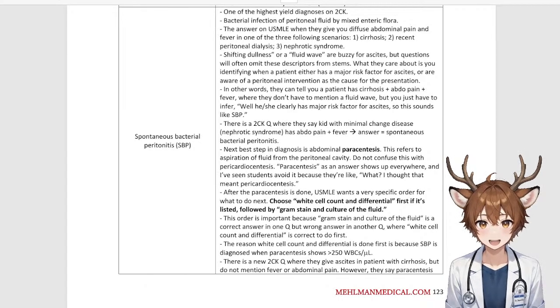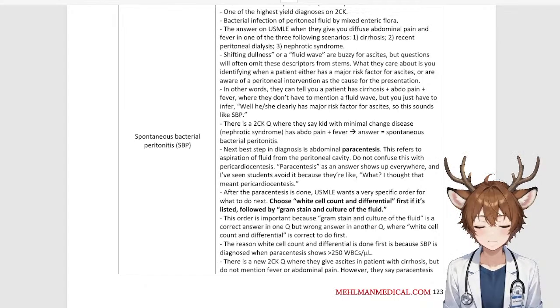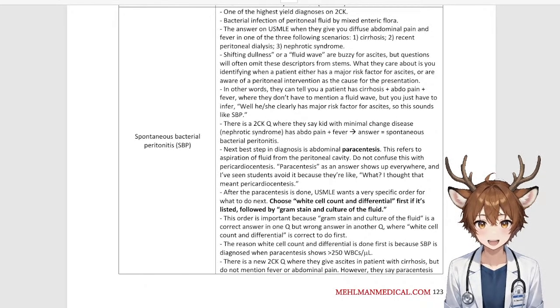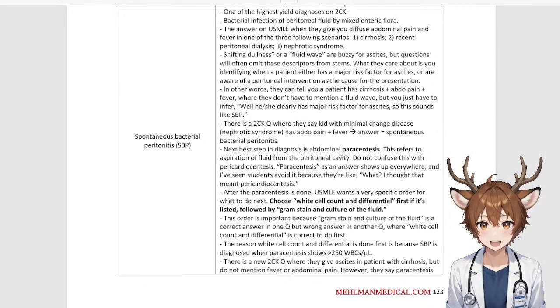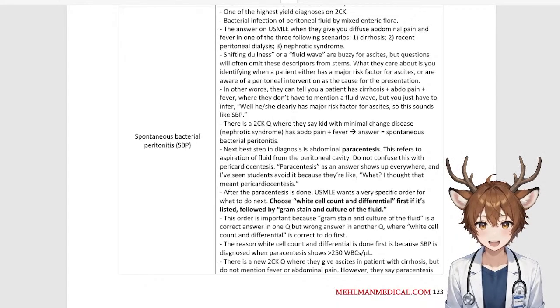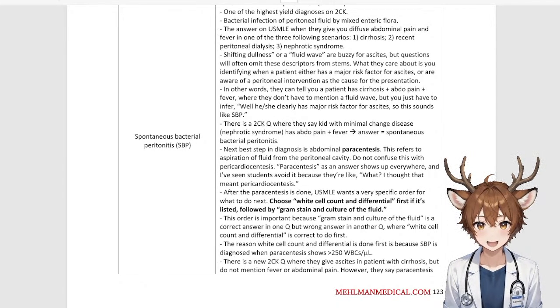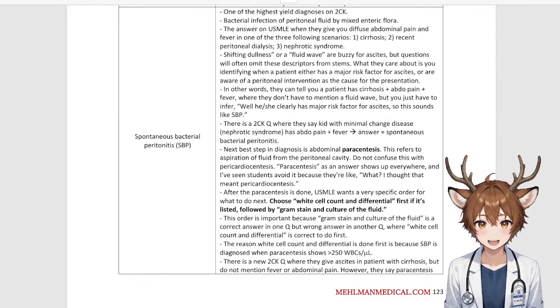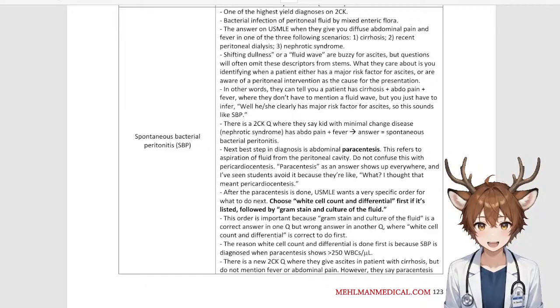Let's go back to the 3 things we talked about, the paracentesis, white blood cell count, and the gram stain. This order is important because gram stain and culture of the fluid is a correct answer in one question but wrong in another question, where the white blood cell count differential is correct to do first. The reason white cell count and differential is done first is because spontaneous bacterial peritonitis is diagnosed when the paracentesis shows greater than 250 white blood cells per microliter.